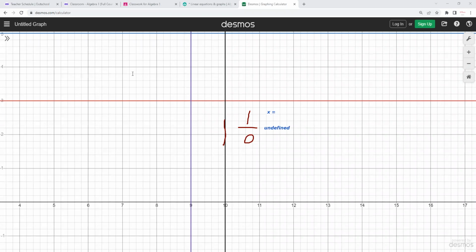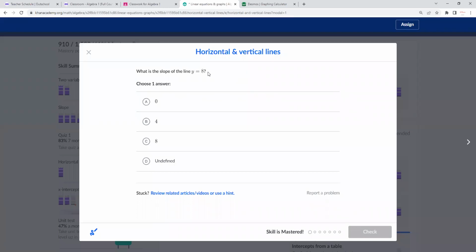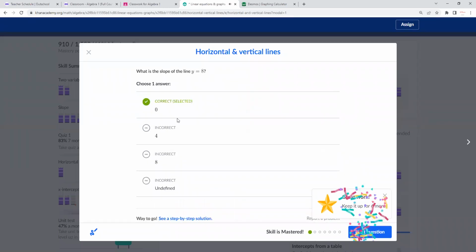When you have these horizontal lines, they go over 1, but they don't go up. So these are 0 over 1. They have a 0 slope for anything that says y equals. So these have a 0 slope. These have an undefined slope. So just know that when you're doing this part. So y equals 0 slope.